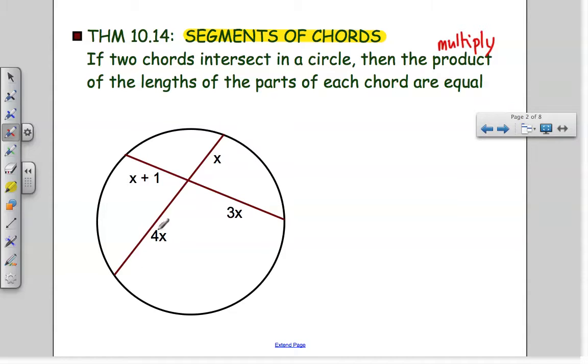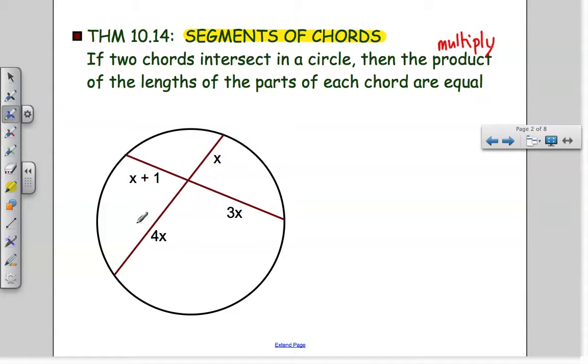So if we have two chords intersecting or crossing in a circle like we do here with these two red chords, then if I multiply, or do the product of the lengths of the parts of each chord, they're equal. So I'm looking at this one chord and I say, well, obviously it's split into two parts now because of the other chord. If I multiply the two parts together, the product of the lengths of the parts, it should be equal to the product when I multiply these two parts together.